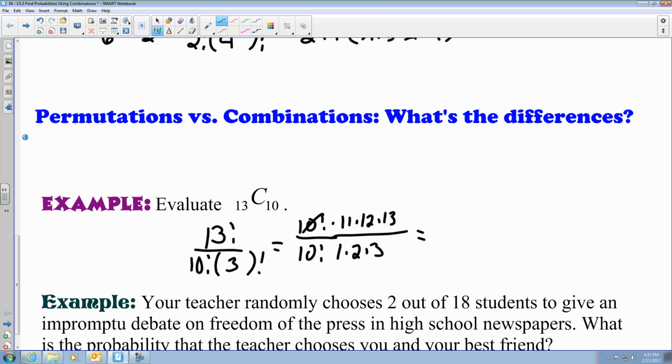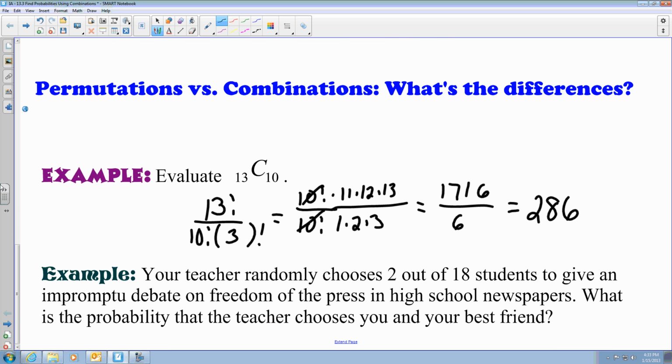So then the 10 factorials cancel, so then I got 11 times 12 times 13, which gives me 1716 on the top, divided by 6. And that total gives me 286.